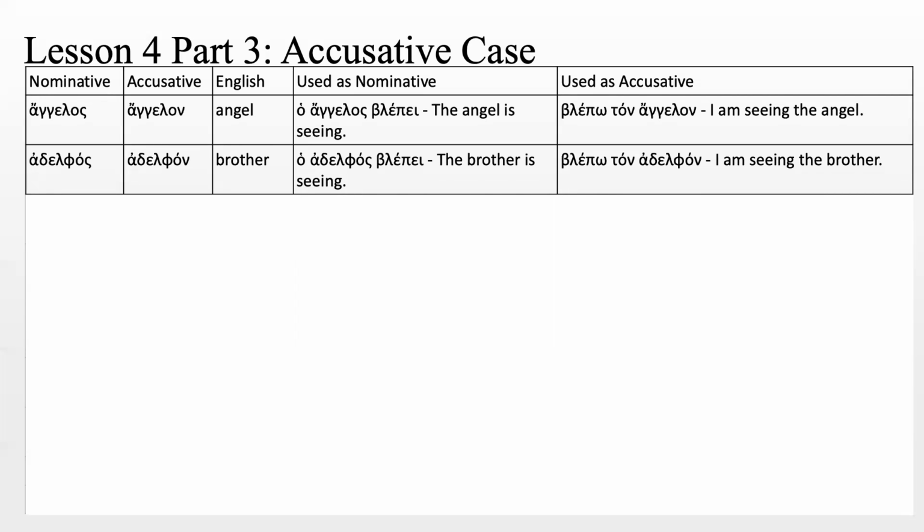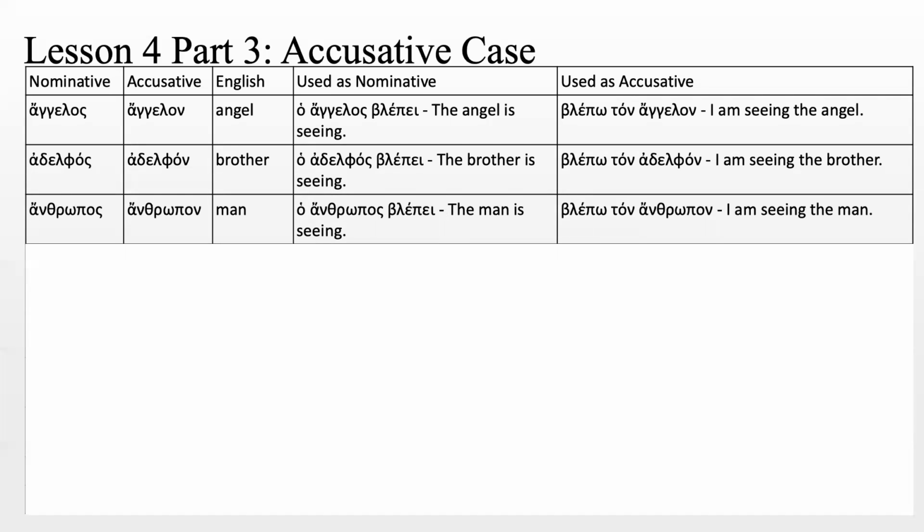It's the direct object. Now, the order of these sentences is very helpful to us because we speak English, but even if this sentence said ton adelphon blepo, we switch the blepo and the ton adelphon, it would still mean I am seeing the brother, because ton adelphon is in the accusative, so it has to be the direct object, because that's what the accusative case does.